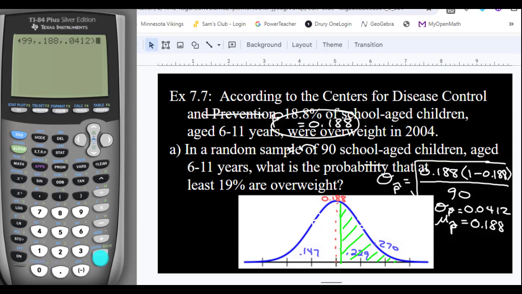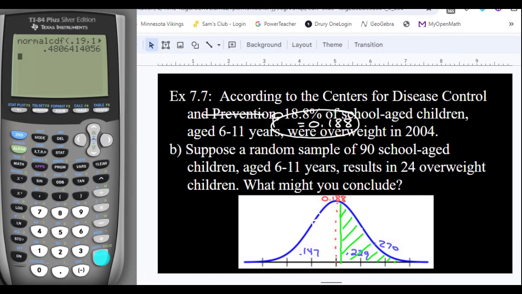And we'll paste that in and hit enter, and we get the probability, and my probability disappeared here when I shrunk the screen, but the probability that p hat is greater than 0.19 is approximately 0.4806. So like we mentioned, it's pretty close to 0.5, but just a little bit less than that. So 0.4806 would be our probability that 19% of the school-age children are overweight in that sample.